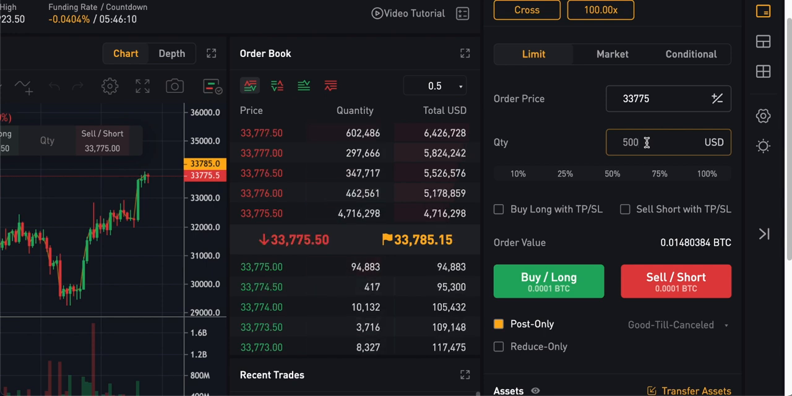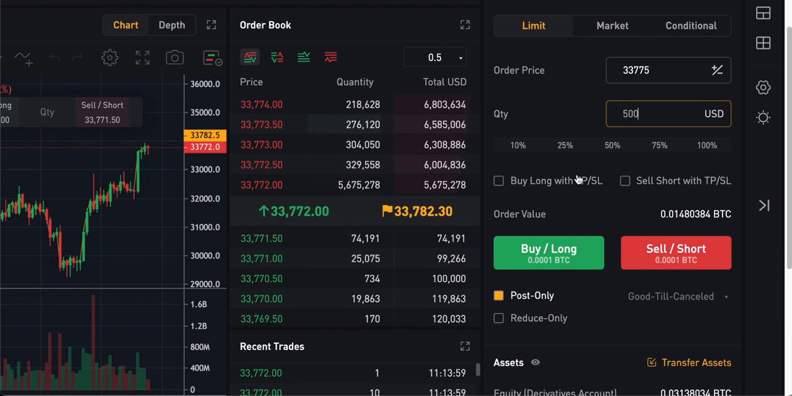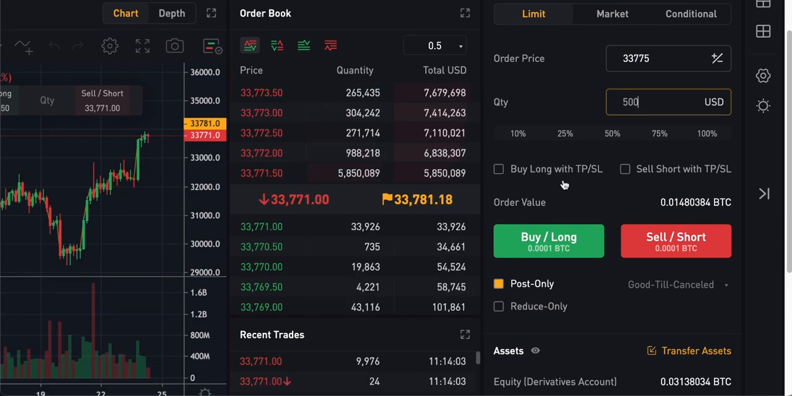And let's say we want to make 10% profit. We know we're going to be making $50 on that trade. Of course, if it goes down 10%, we'll be losing $50. What's great about futures though is that you can actually input a buy long with what's called a TPSL, or a take profit and a stop loss.